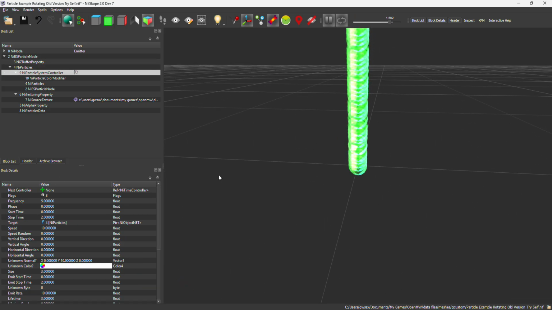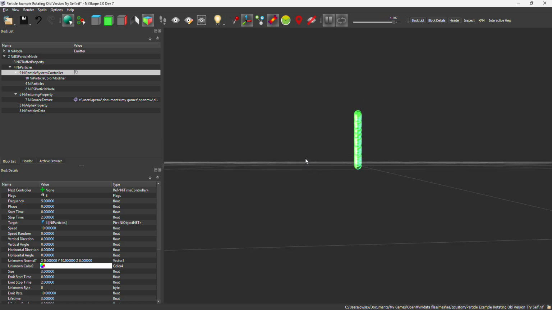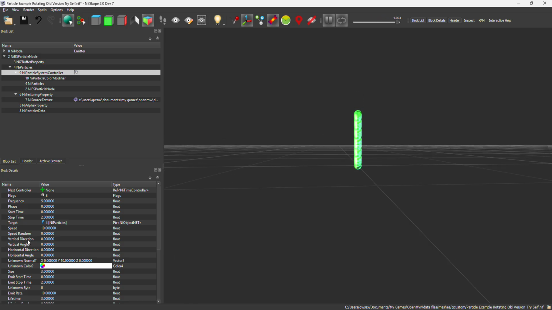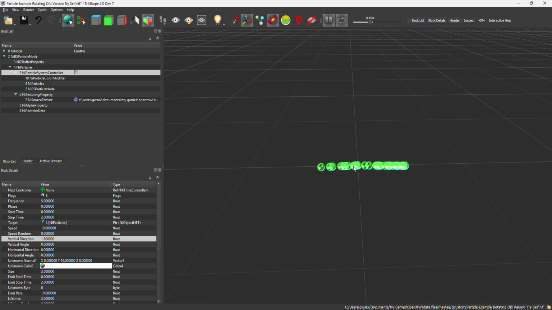Now we can talk about the particle system controller. We have vertical direction and vertical angle. What the vertical direction does is change the rotation of the emitter. So if we go 1.6, we get this weird thing going on, because it's supposed to shoot sideways. I don't know why it does this.